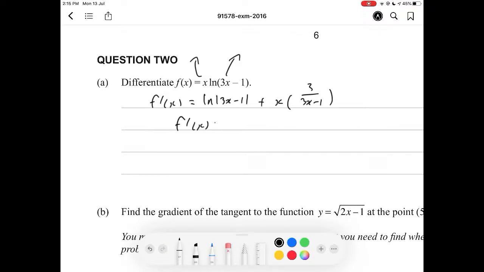So f dash of x is ln of 3x minus 1 plus 3x over 3x minus 1. That should be your final answer there. So that should be just an achieved question here, so achieved.